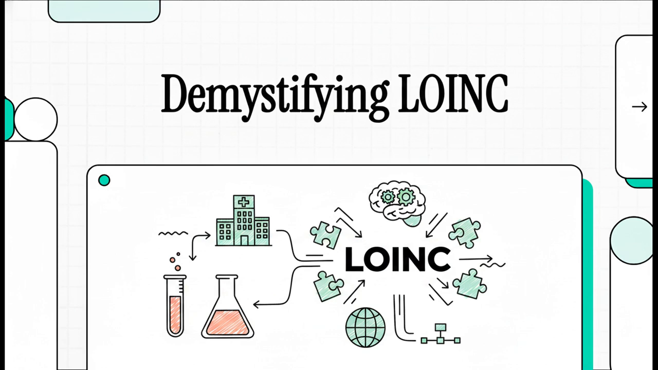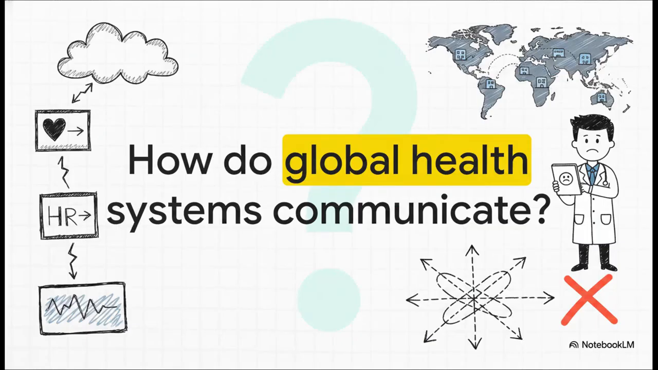Today, we're zooming in on the absolute unsung hero of healthcare interoperability. It's called LOINC. We're going to break down exactly what this system is, how it functions as a literal universal translator for global health data, and honestly, why it's absolutely crucial for the future of medicine. Let's dive in. But to really grasp the solution, we first have to understand the problem.